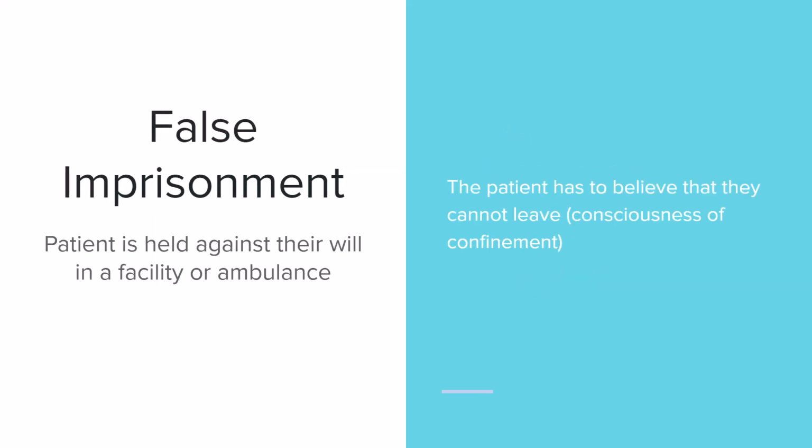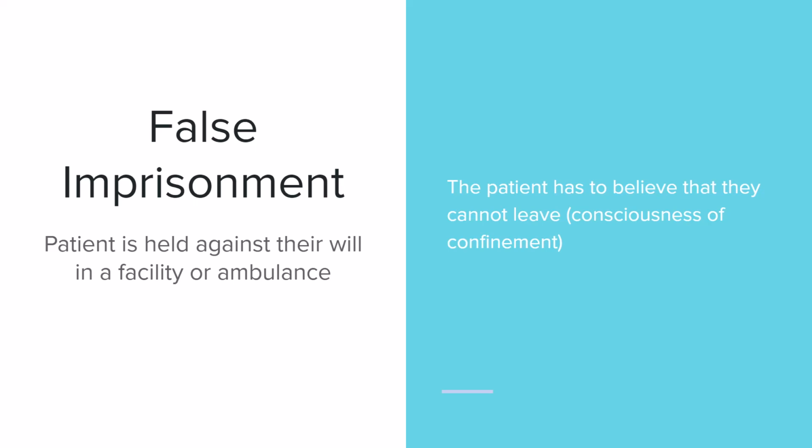False imprisonment is where a patient is held against their will in a facility or even in an ambulance. So this is where you have to have something called consciousness of confinement. The patient has to believe that they cannot leave. So this would be like if the nurse comes in and says, I'm going to tie you to the bed if you don't take your medications or something like that. That's false imprisonment, and we never threaten to do that to people. We never threaten patients ever.